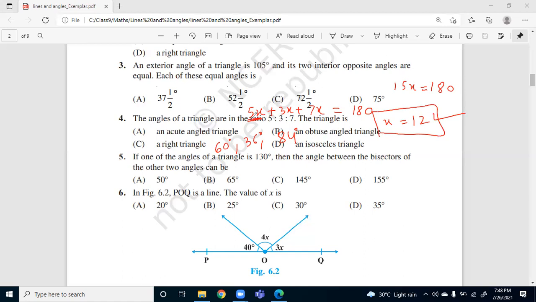Now, if I try to find the measure of each angle, then 12 into 5 is 60, 3 into 12 is 36, 12 into 7 is 84. So all angles are less than 90. We put the triangle in the category of acute angle triangle. Okay, so please proceed to question number 5 and put the answer on the chat box. Dhanvi, I received your answer. It is also correct.